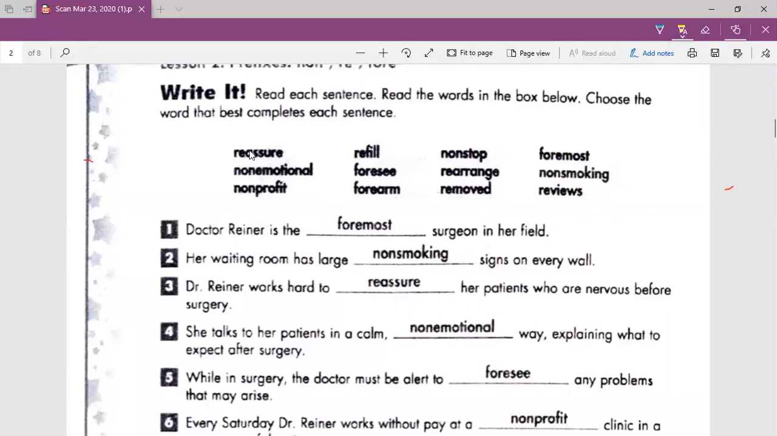Okay, this word, maybe you don't see it clearly, but this is reassure. Yes, we are sure. Reassure. Let me see if I can write something over here.